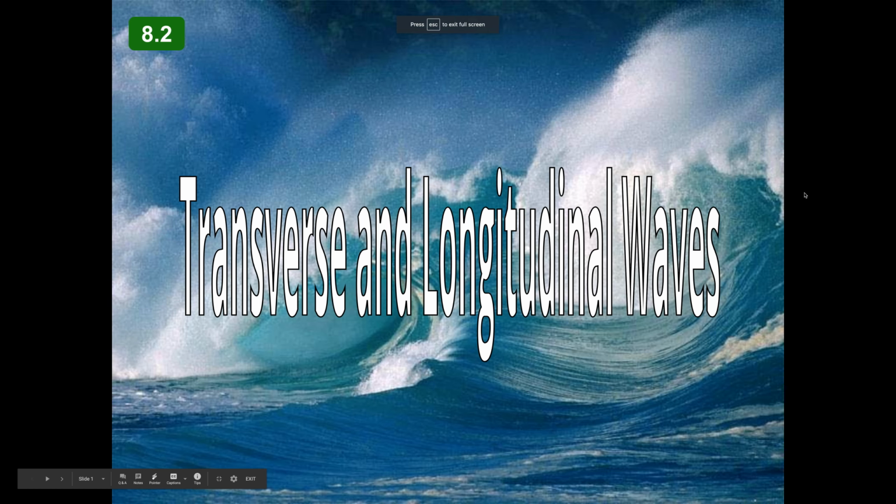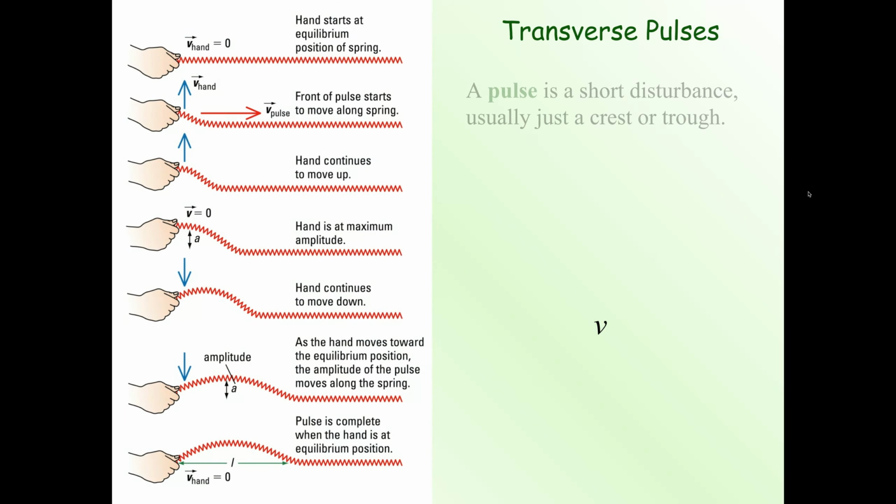Okay, section 8.2, we're looking at transverse and longitudinal waves. Okay, so a transverse pulse. A pulse is just a short disturbance, usually just a crest or a trough. A pulse could be like throwing a rock into water, which causes a trough, and then the waves kind of go out from it.